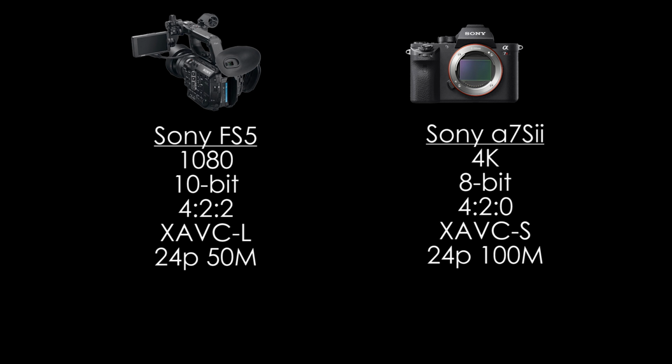So what happens when we record internally to both of these cameras and we take the Shogun out of the picture? The FS5 will be at 1080, 10-bit, 422, the slightly better XAVC-L, 24p, 50 meg, and the a7S2 we're going up to 4K. Again, it's still 8-bit, 420. The slightly worse XAVC-S, 24, but we're going up to 100 meg.